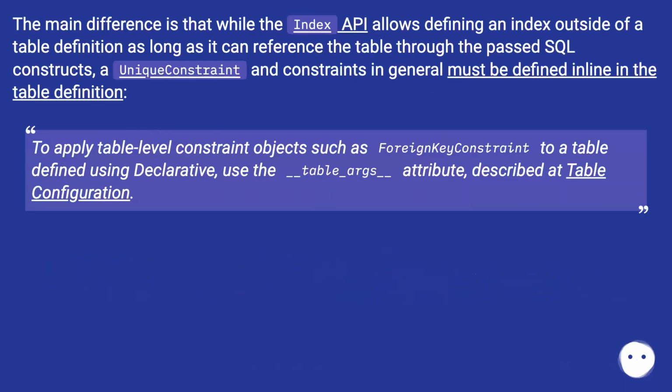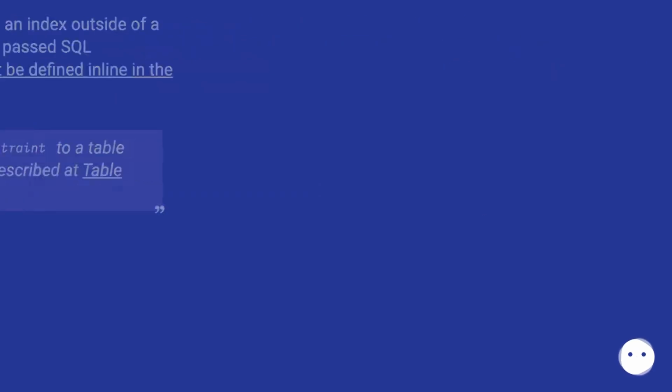The main difference is that while the index API allows defining an index outside of a table definition as long as it can reference the table through the passed SQL constructs, a unique constraint and constraints in general must be defined inline in the table definition. To apply table-level constraint objects such as foreign key constraint to a table defined using declarative, use the __table_args__ attribute described at table configuration.